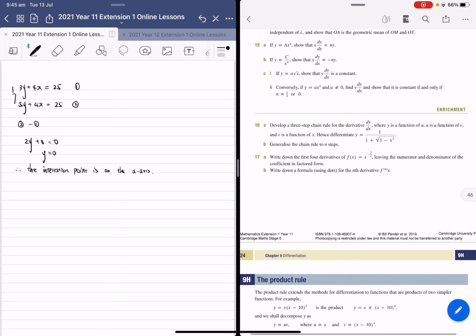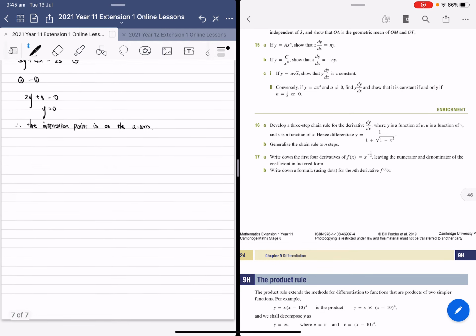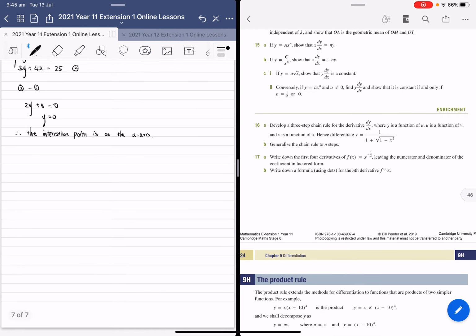Yeah, maybe I can just do question 16a, and you can do 17a and b. Okay.